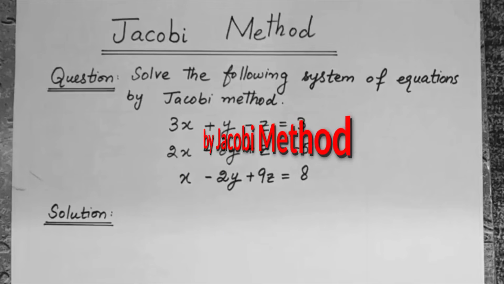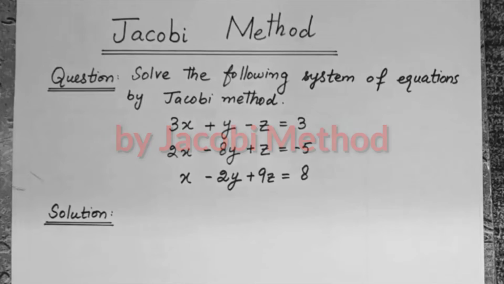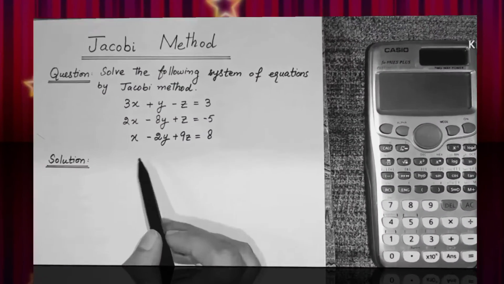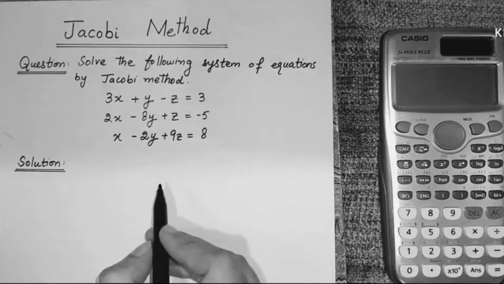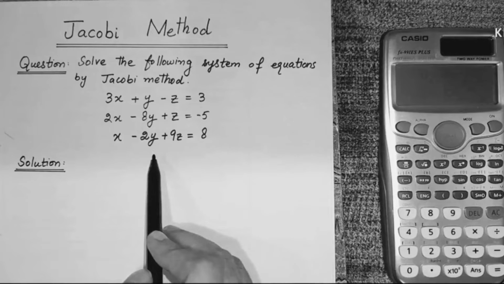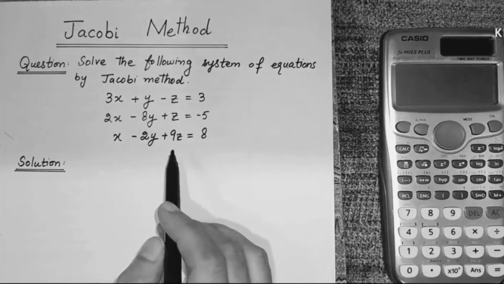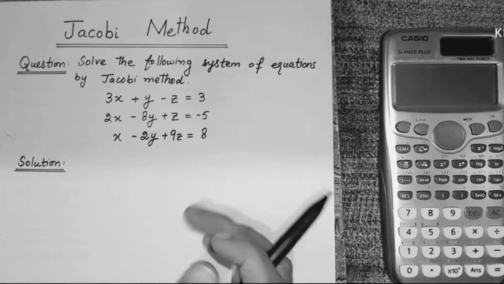Today we will learn how to solve a system of three linear equations by using the Jacobi method. So here is our system of equations. Now we have to solve it by using the Jacobi method. Our first step is to check whether our system is strictly diagonally dominant or not. If it is strictly diagonally dominant, then we will converge to our answer very fast.